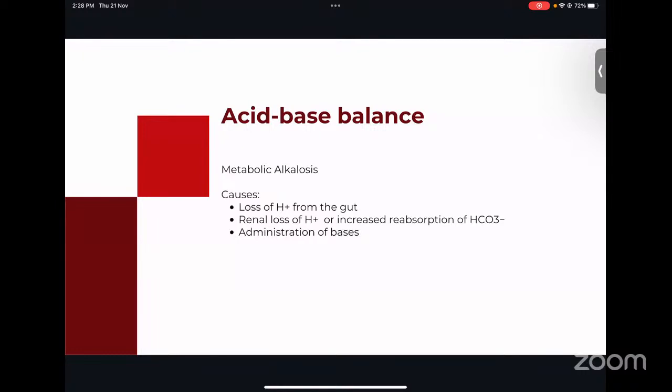Secondly, we have metabolic alkalosis. It is caused by loss of hydrogen ions from the gut in a case of vomiting or nasogastric tube, renal loss of hydrogen in a case of diuretics, or increased reabsorption of bicarbonate in a case of hypochloremia, and administration of bases such as citrate in a blood transfusion.